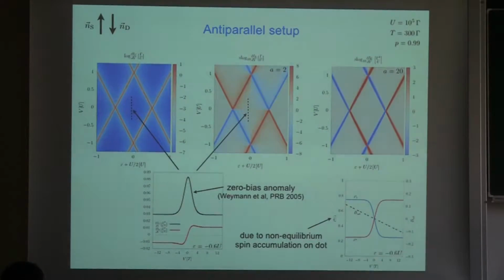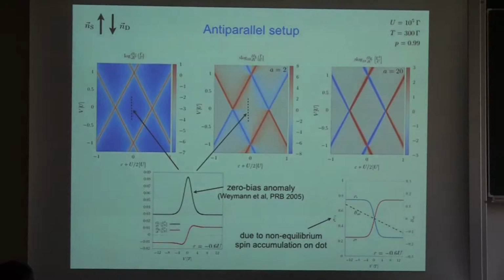Now let's go to a more interesting setup when we have antiparallel spins. And in that case, first of all, one sees that the spin structure becomes, well, non-trivial, but also that there is a kind of zero bias anomaly in the charge conductance here, which if you go through here and take a cut, you can see. And the reason for that is the non-equilibrium spin accumulation on the dot.